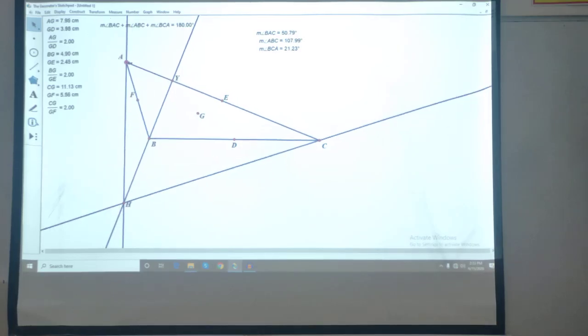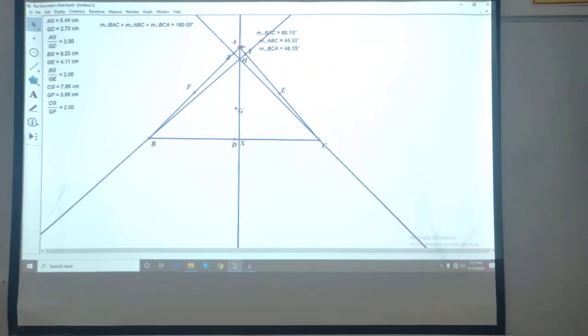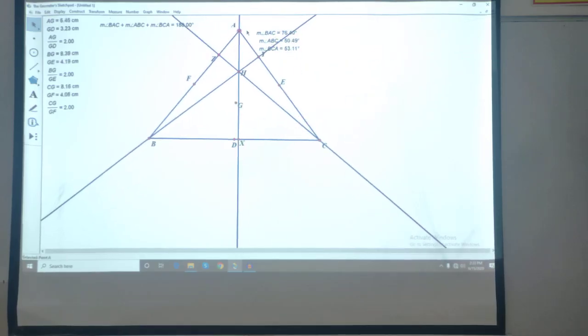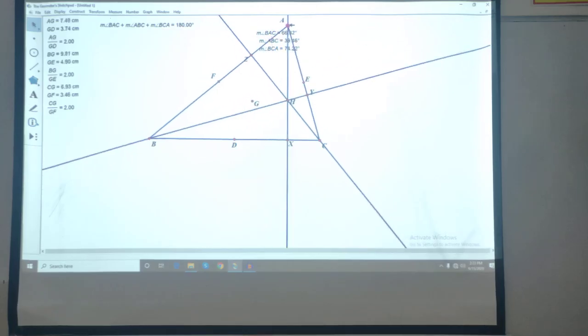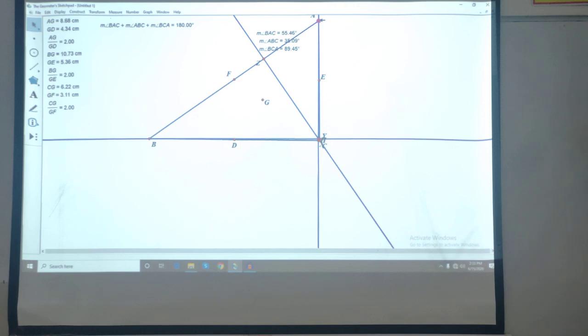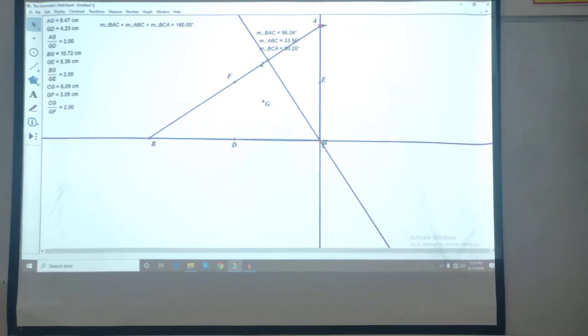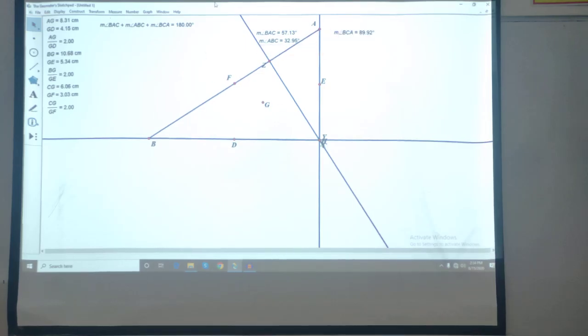and as B is obtuse, then H lies behind B. Similarly, if I make angle C 90 degrees, let's see where H is moving. As I move angle C to 90 degrees, H is approaching C. You can say this is 89.92 degrees. As I make angle C 90 degrees, H becomes C.